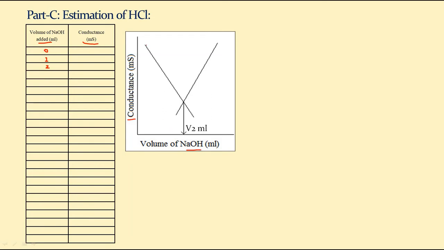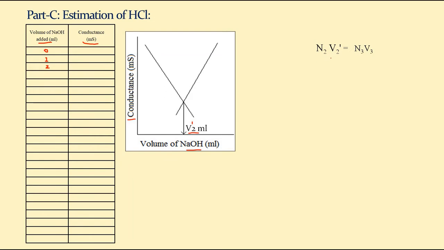When we plot a graph, we get two straight lines, and the point of intersection of these two lines is your end point, that is V2 ml. Using this value, we calculate the normality of the test solution, the unknown concentration of the HCl.